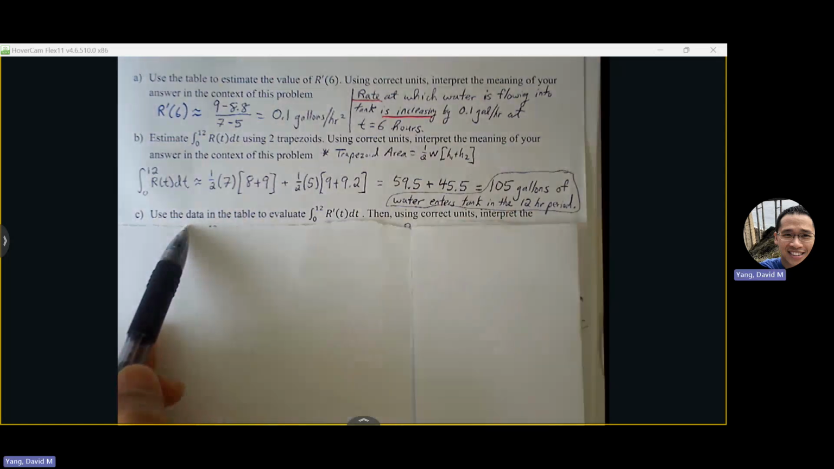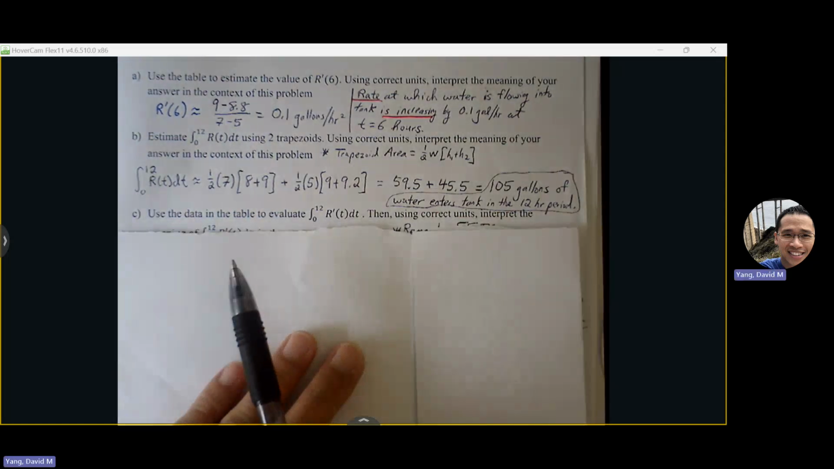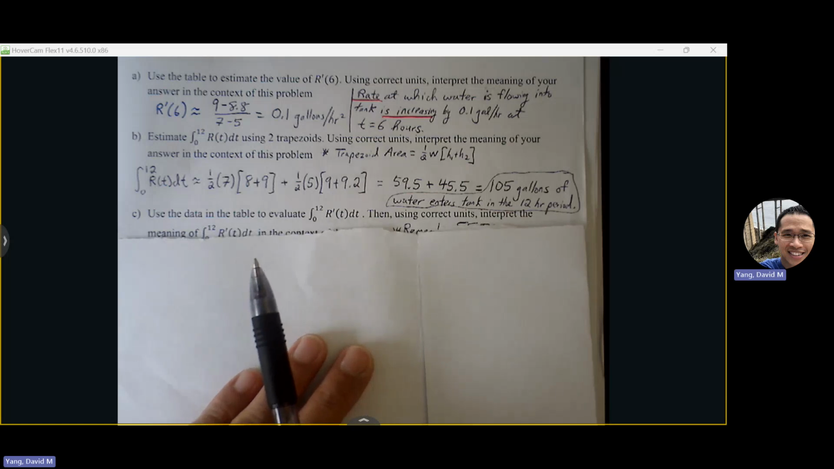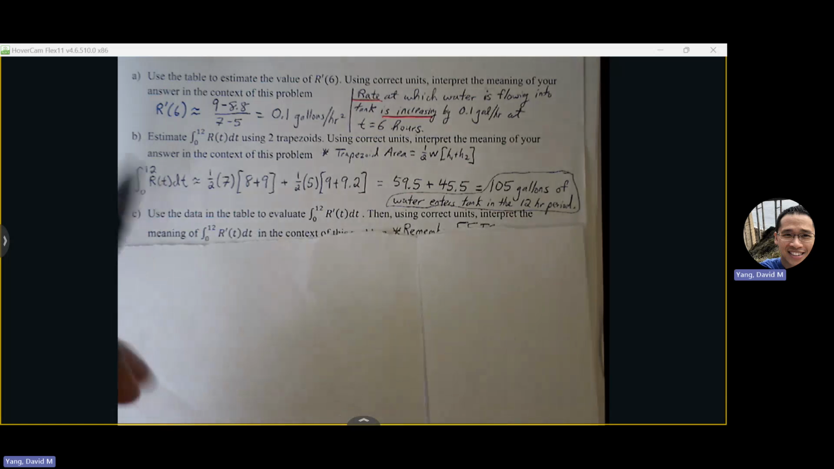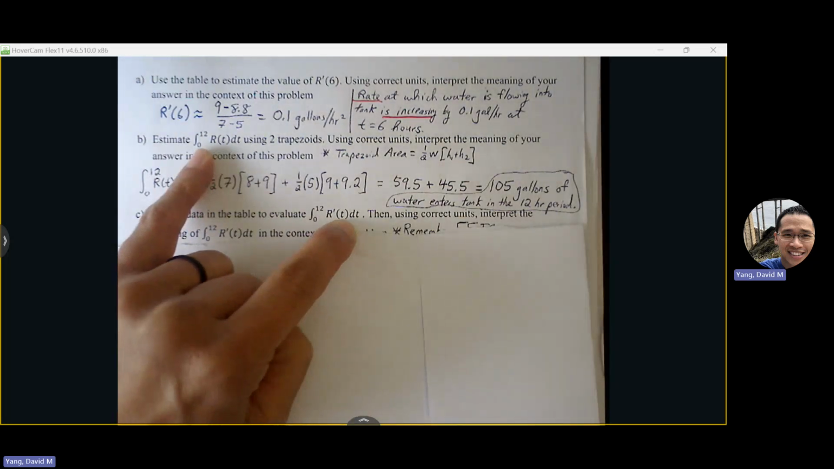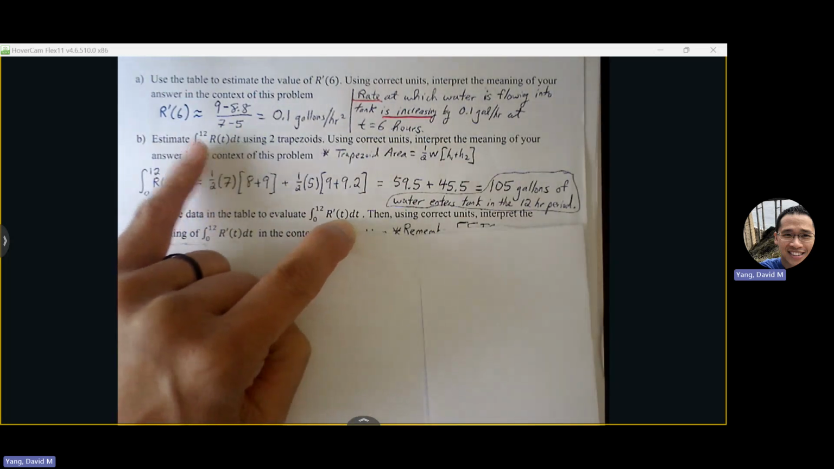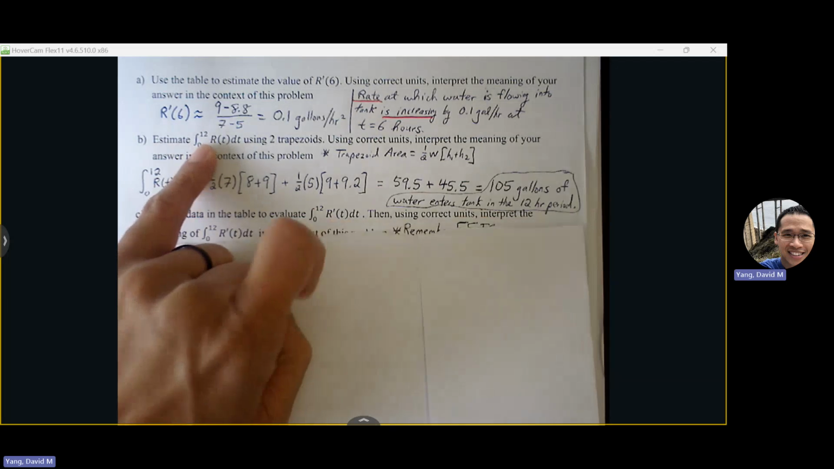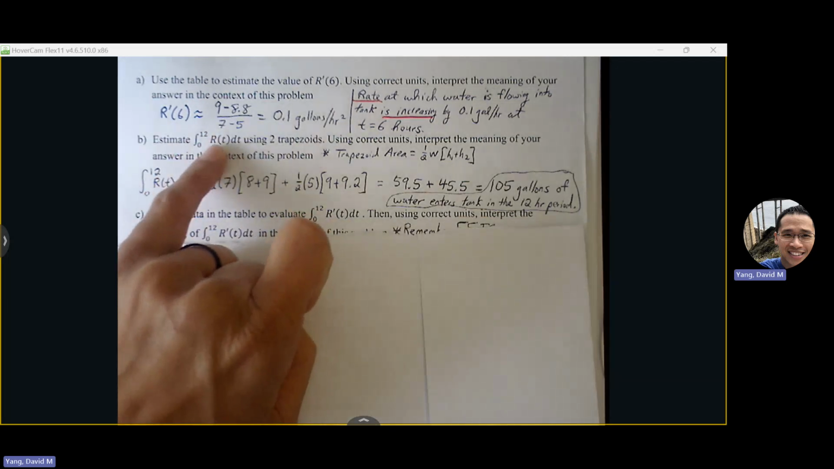Part C, use the data in the table to estimate the definite integral from 0 to 12 of R prime of t dt, then use correct units to interpret the meaning in context. Now, I purposely put these next to each other because they look so similar, right? They look like, well, can I just do the same thing? But I can't because this is actually asking for the area under the R of t.